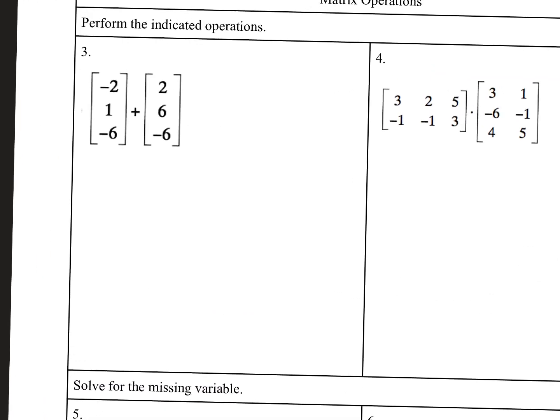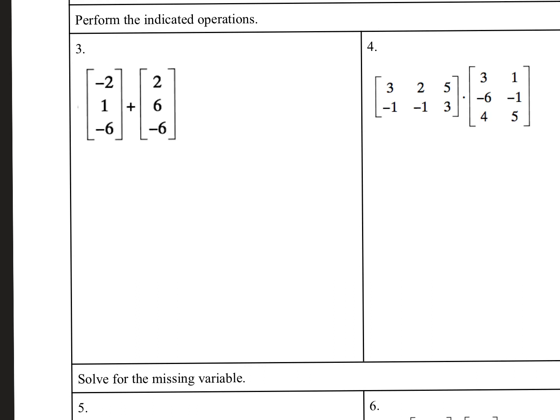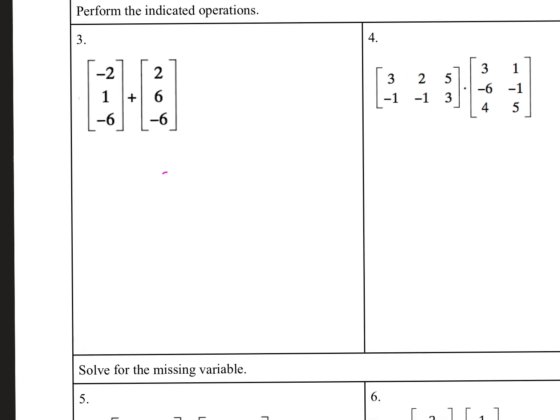All right. Ooh, matrix operations. These ones we just add. Negative 2 plus 2 is 0. Ooh. 1 plus 6 is 7. Negative 6 plus 6 is negative 12.